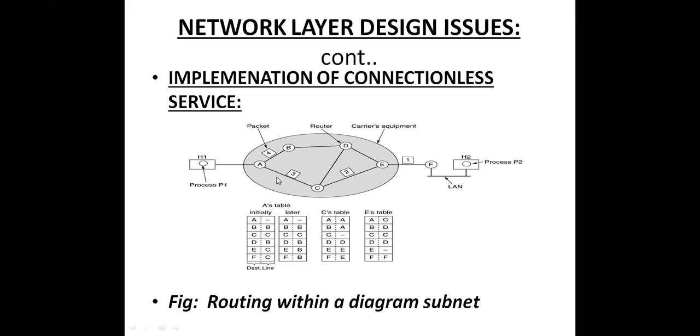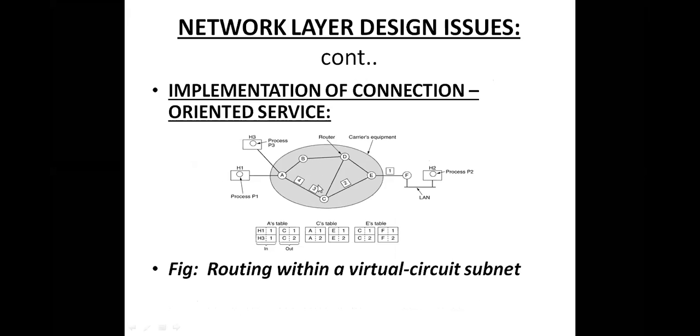So there is no connection establishment in the connectionless service. Each and every packet may go in a different direction. But in the case of connection oriented service, all the 4 packets are forwarded in the same direction. That means all the 4 packets need to be transferred using the same line, same connection setup. In this direction only all the packets have to go to reach the destination.